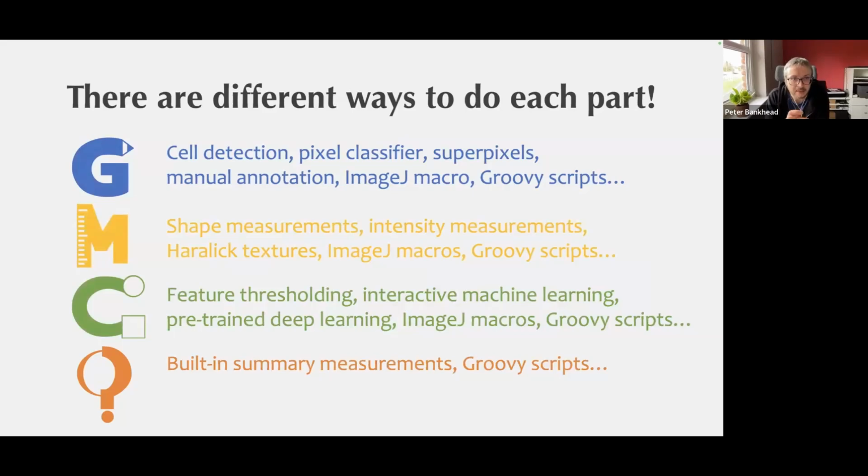And the crucial thing is that there are different ways to do each of these parts. There are different ways to generate objects. I've shown you cell detection, but it's not the only way. There's pixel classification, there's superpixels, there's manual annotation, and as we will see, there are lots of tricks you can use in ImageJ to create objects as well. Knowing the ImageJ tricks gives you lots more options. There are different ways to create measurements, different types of measurements based upon shape, texture, intensity. And again, using ImageJ, you can calculate new or different kinds of measurements and add them to your QuPath objects.